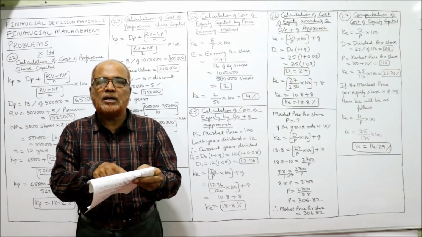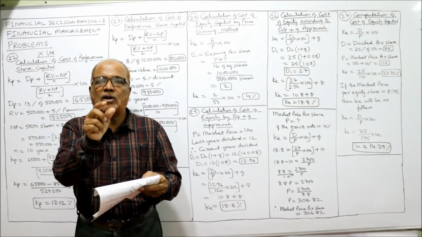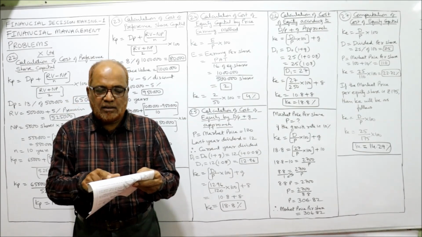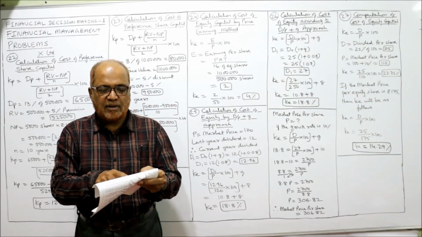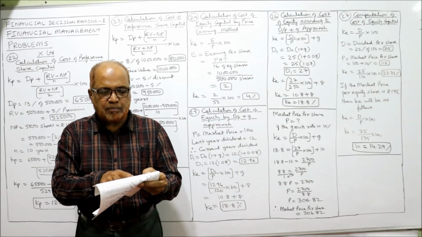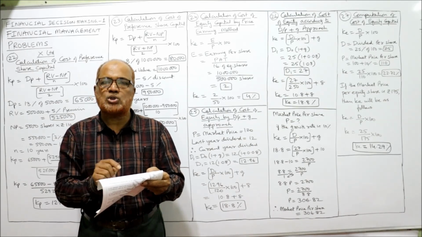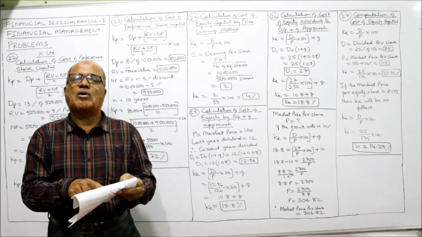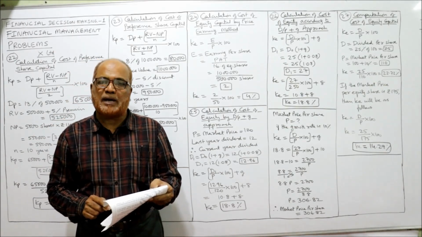So D0 is given, 25. We need D1, so D0 into 1 plus g. Expected growth rate in dividend is 8%. Ascertain cost of equity. Also estimate the market price if the expected growth rate is 10% per annum. So two different questions. The first question, we have to ascertain the cost of equity. The second question is asking you to calculate the market price.